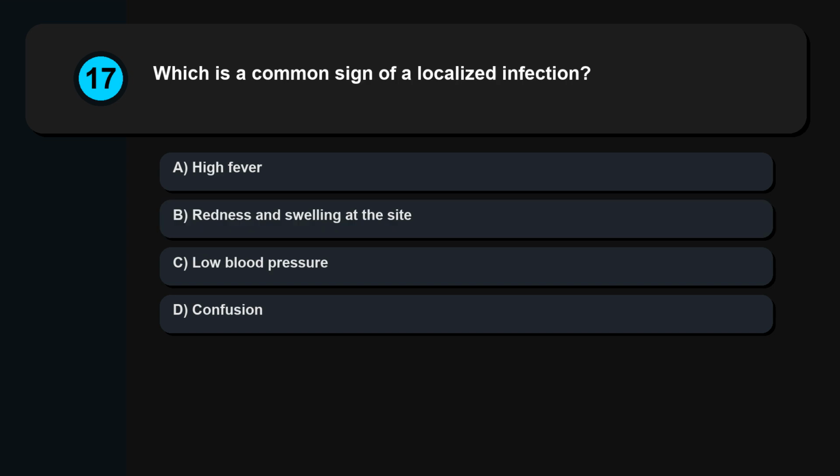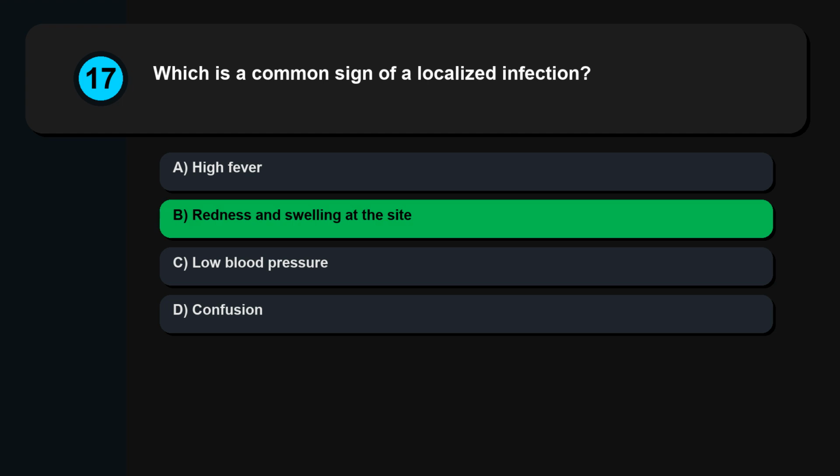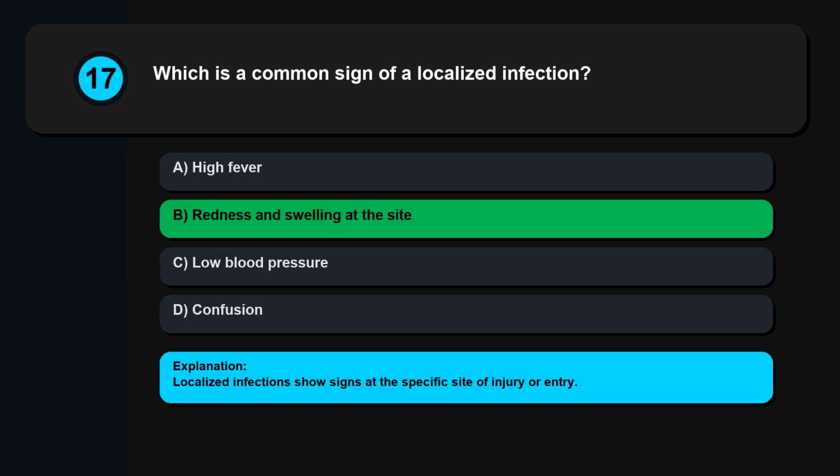Question 17. Which is a common sign of a localized infection? High fever, redness and swelling at the site, low blood pressure, or confusion. Localized infections show signs at the specific site of injury or entry.